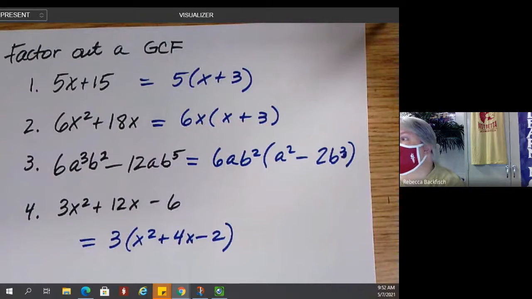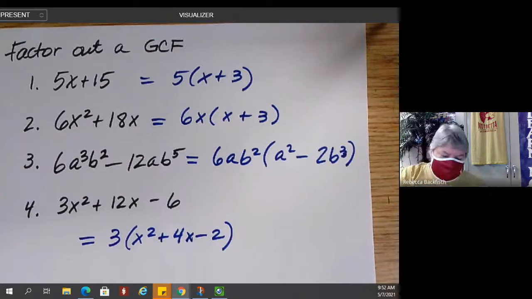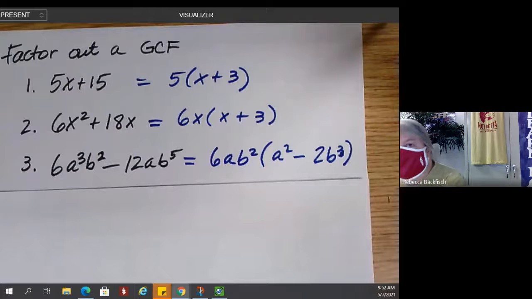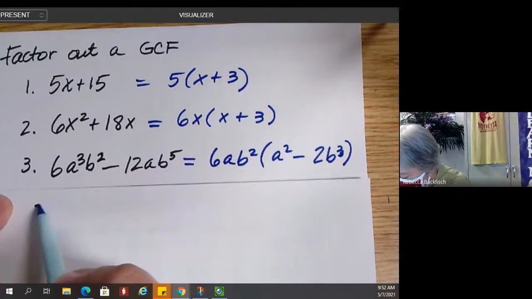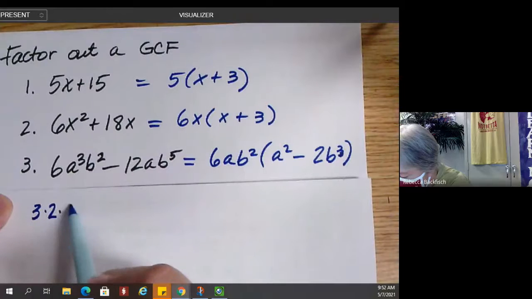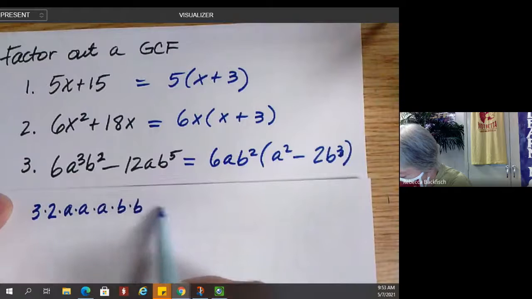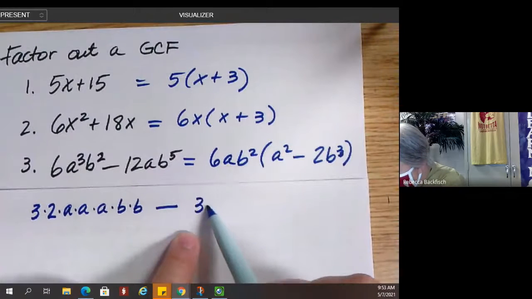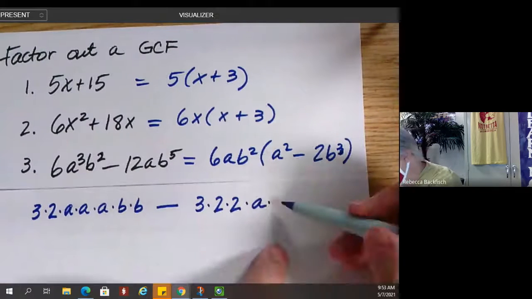Yes, ma'am. 3, absolutely. That's probably my preferred one to go into more detail with. Seems to be begging for it, right? Okay, let's look at this. All right, we've got 6 is 3 times 2. Then we've got 3 A's and 2 B's. Minus 12 is 3 times 4, so 3 times 2 times 2. And we've got an A and then 5 B's.